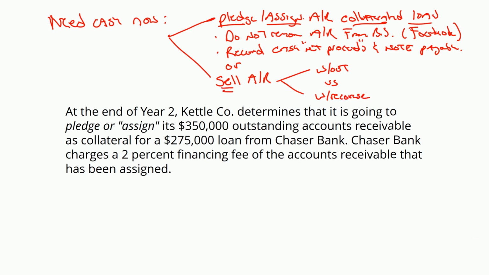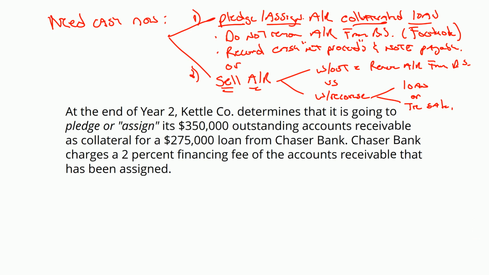You could sell the accounts receivable. If it's without recourse, you remove the accounts receivable from the balance sheet. If it's with recourse, then you're either going to treat it as a collateralized loan or as a true sale, and we'll see that in just a second. But when you need cash now, what you could do is either pledge, option number 1, or sell your accounts receivable. We'll review all that right now.